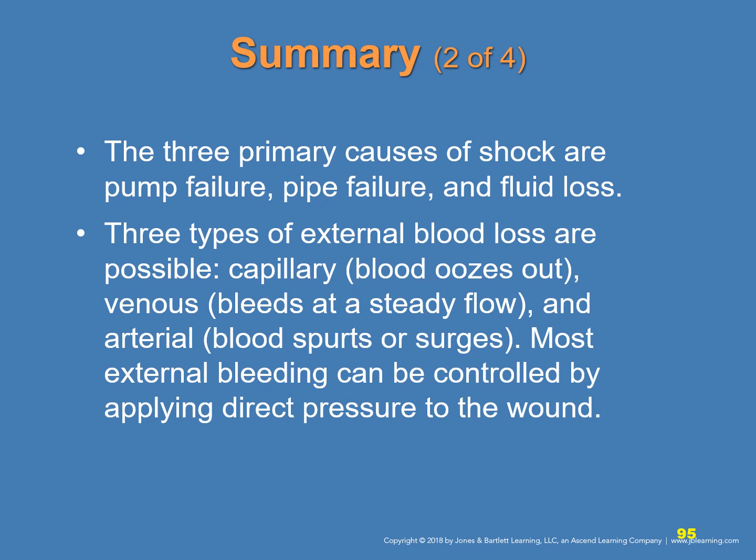Three types of external blood loss are possible: capillary, blood oozes out; venous, blood flows at a steady rate; and arterial, blood spurts or surges. Most external bleeding can be controlled by applying direct pressure to the wound.